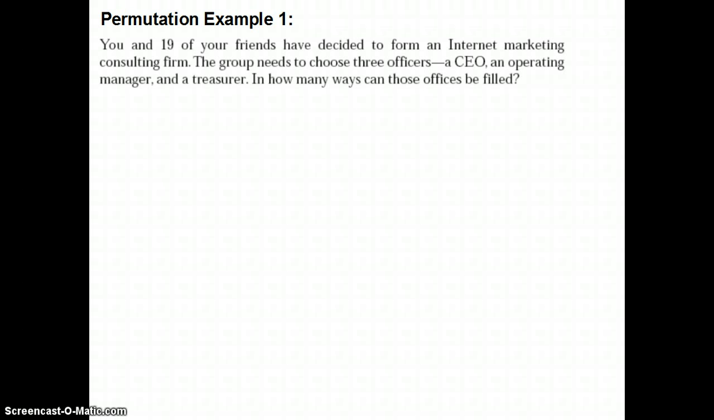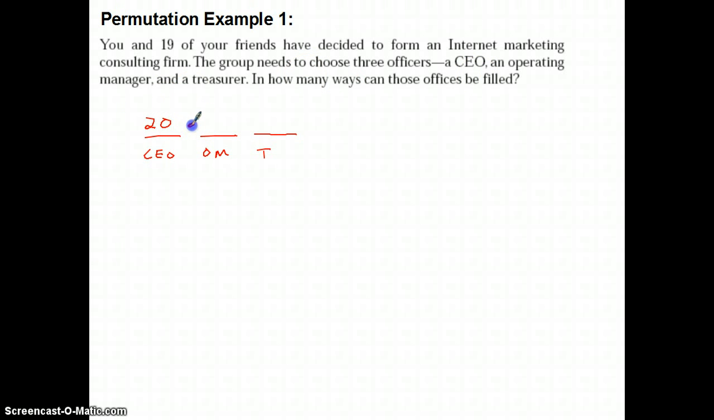The group needs to choose 3 officers, a CEO, an operating manager, and a treasurer. In how many ways can those offices be filled? We have 3 different positions that need to be filled, and we have 20 different people that could fill those positions. In our first spot, we're picking the CEO, and we have 20 different people.